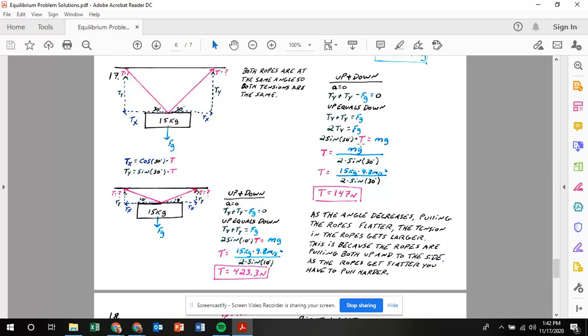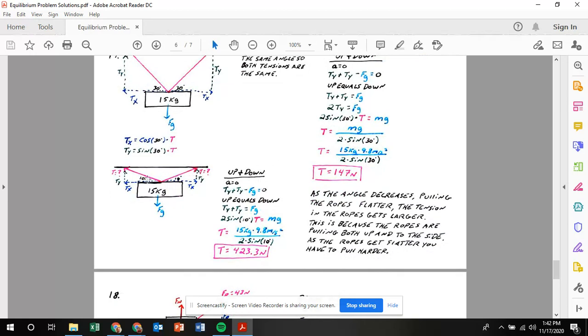So if I solve for T all by itself, I just have to divide the 2 sine of 30 over to the right, leaving me with the mass of the sign times 9.8 divided by 2 sine of 30. And when I plug all that into my calculator, I get that the tension is 147 newtons.